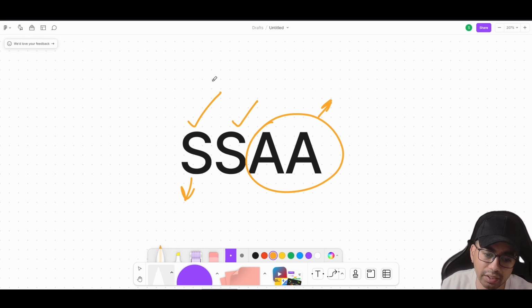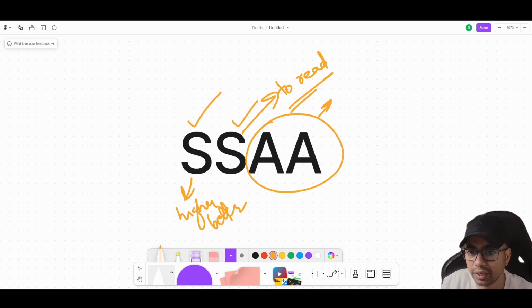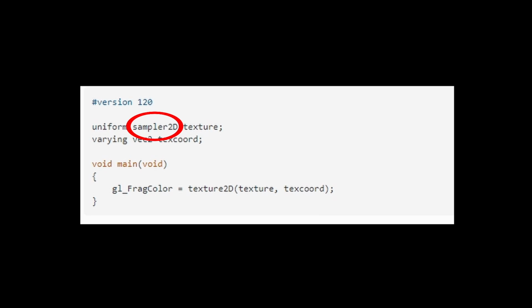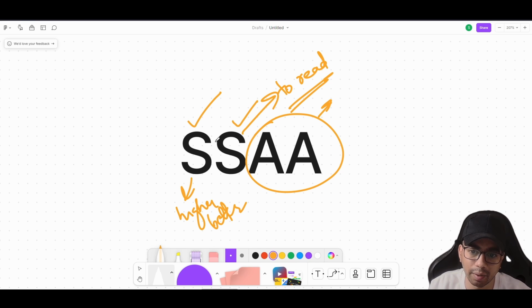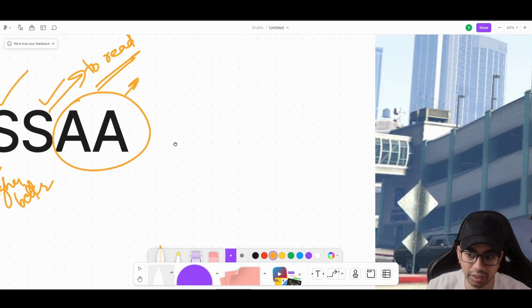So super means higher or better and sampling means to read the value. To read the value from a texture is generally a term used for sampling. Even in OpenGL, you will have a sampler2D, right? That's why we are saying that sampling means to read from a texture. Supersample is an anti-aliasing technique which uses a higher version of your texture. It's quite visible from the name, right?